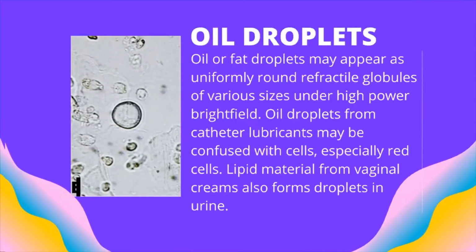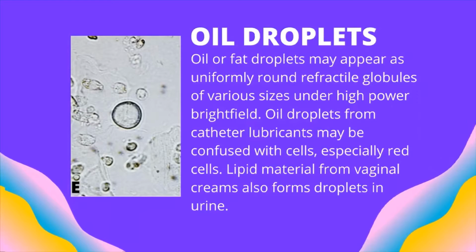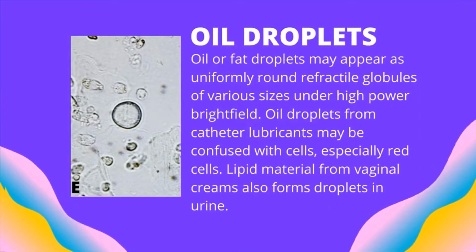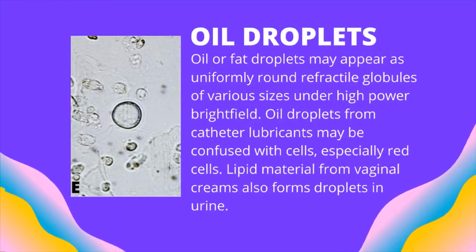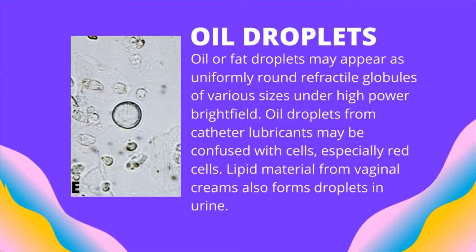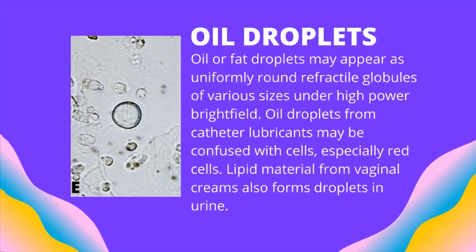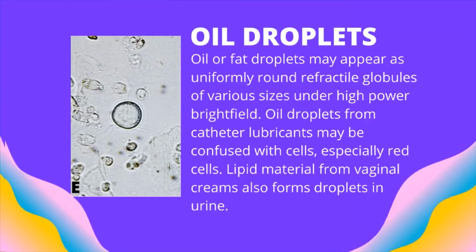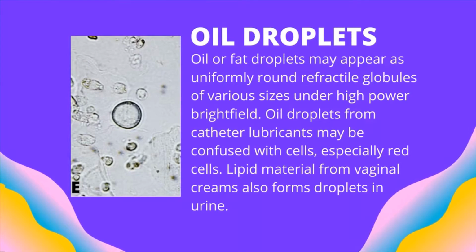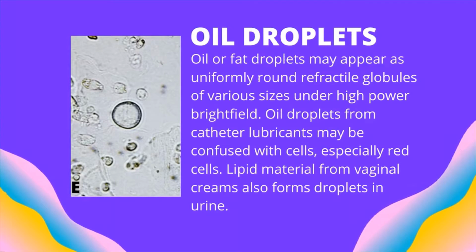Oil or fat droplets may appear as uniformly round refractile globules of various sizes under high-power bright field. Oil droplets from catheter lubricants may be confused with cells, especially red cells. Lipid materials from vaginal creams also form droplets in urine.